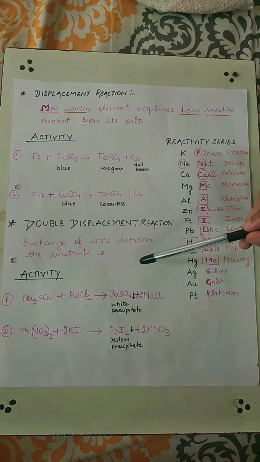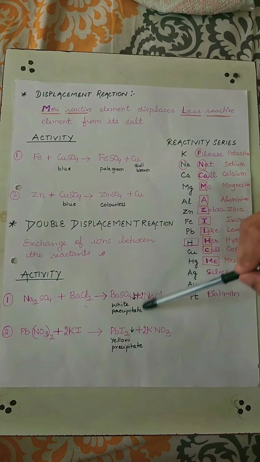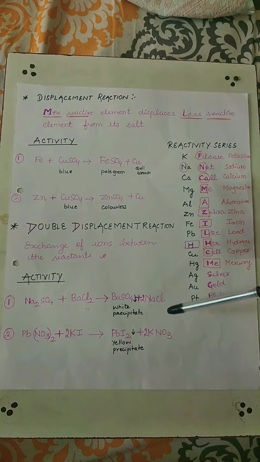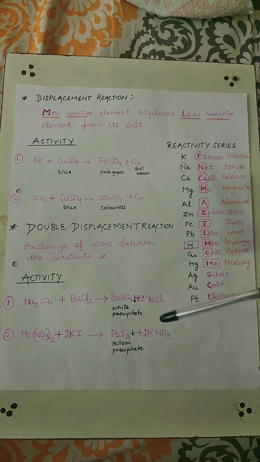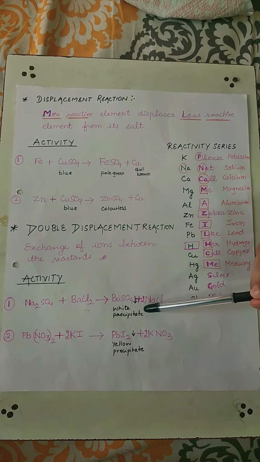Now you can see that in both the double displacement reactions, a precipitate is formed. So these two reactions can also be known as precipitation reactions, because in these reactions a precipitate, that is insoluble substance, is formed.